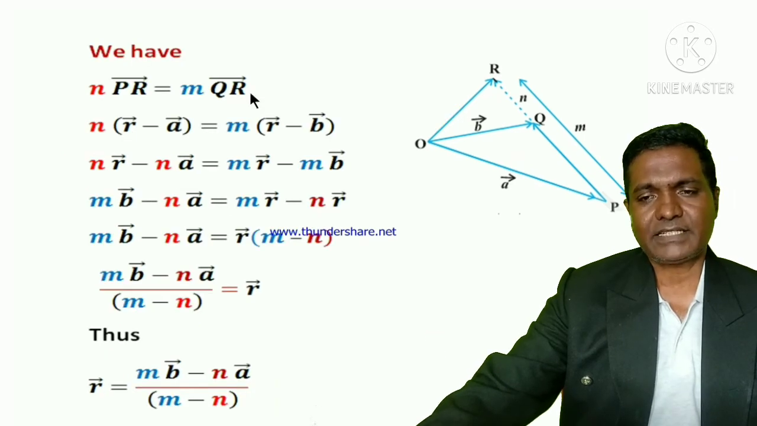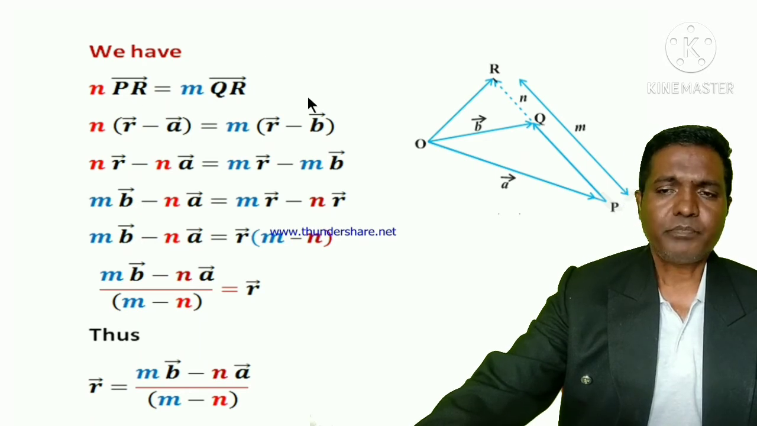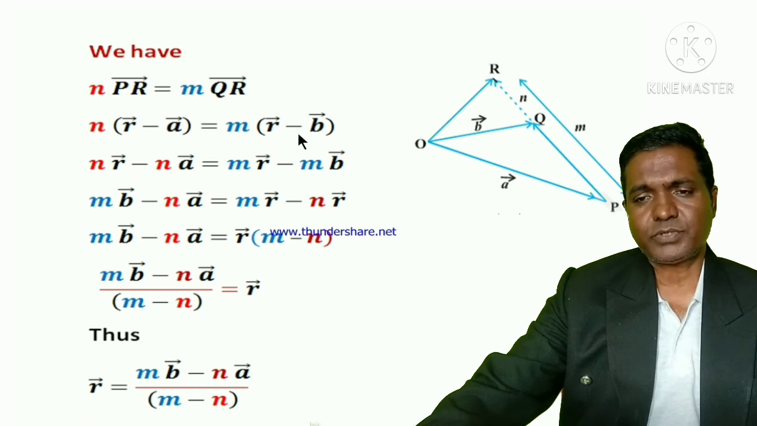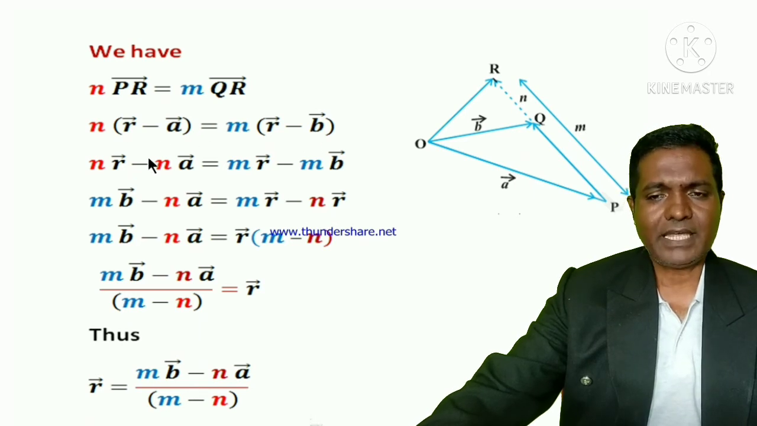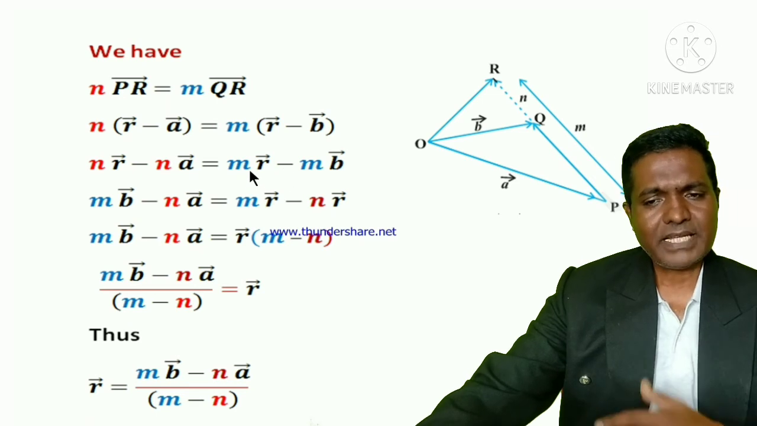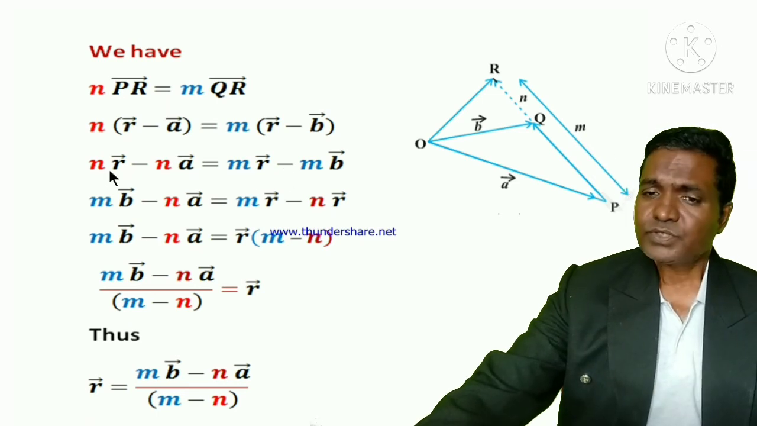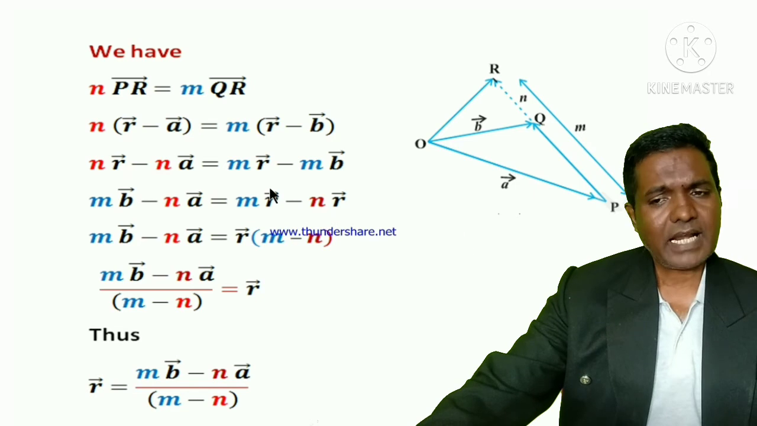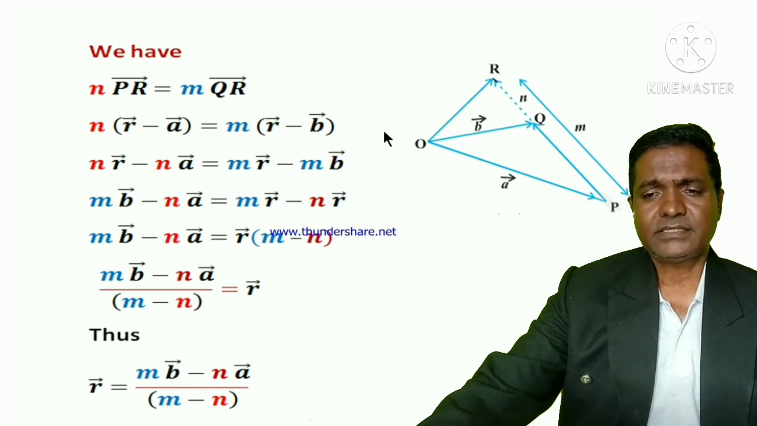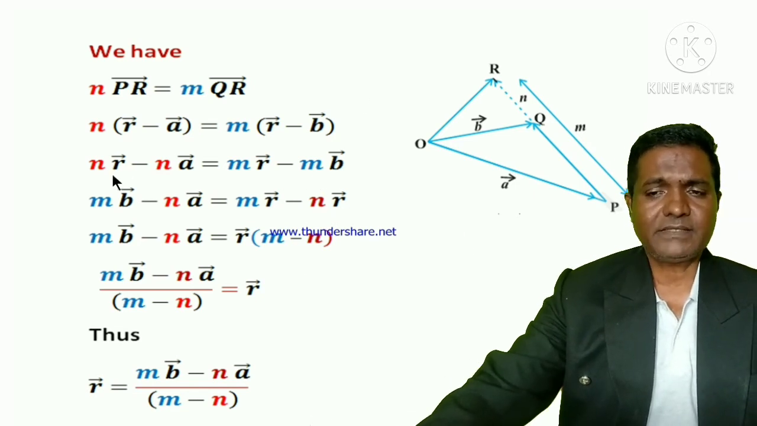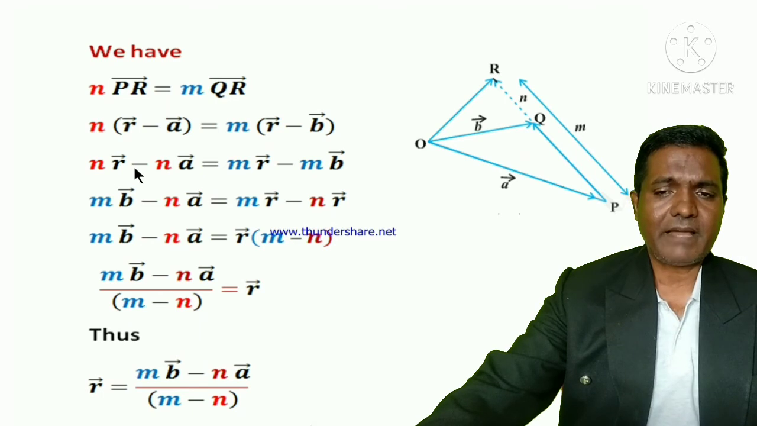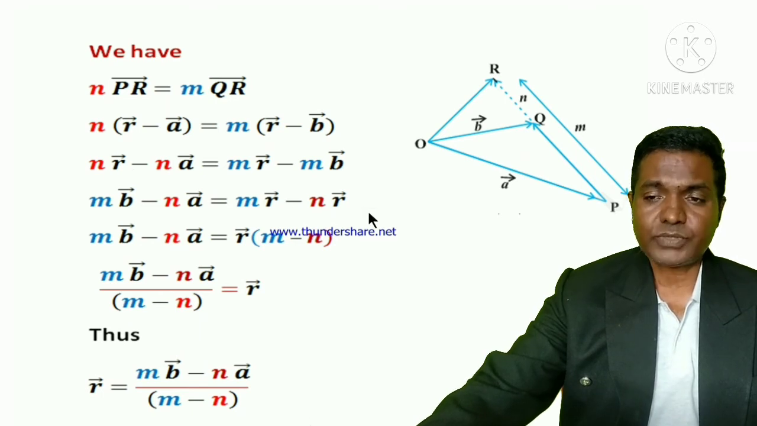So let's see here. This is your equation number 1, and we have PR and QR from the last page. Substitute here, multiplying by n throughout and by m throughout. Now bring this R term to the right or left. You can collect similar terms together, meaning I bring the vector nR to the right.